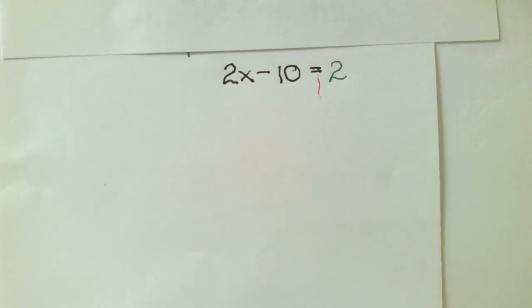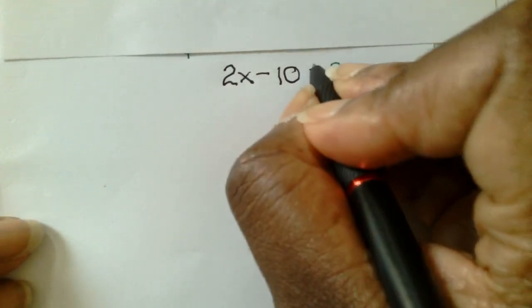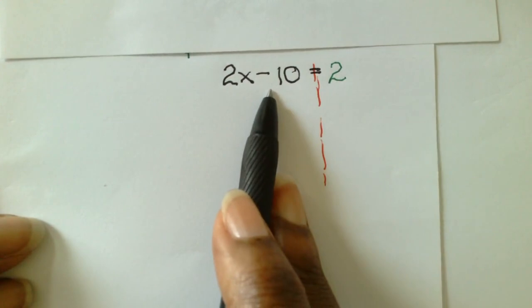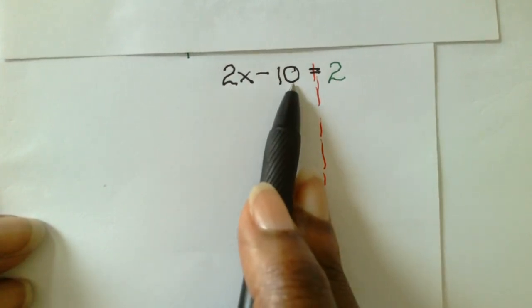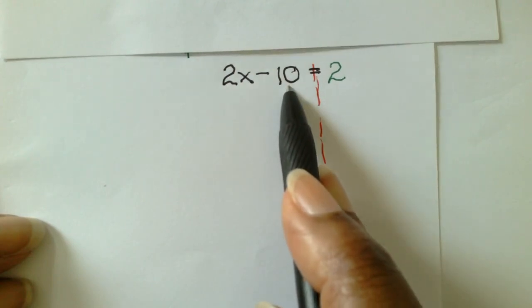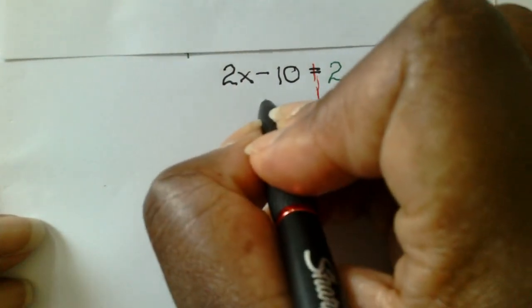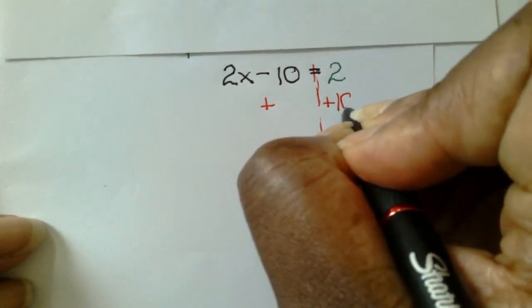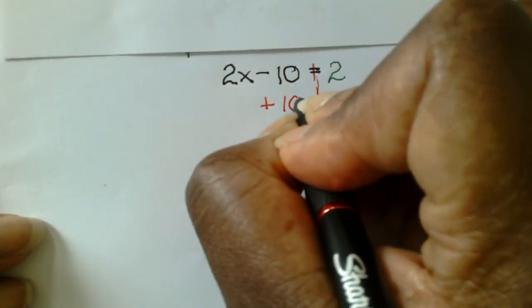So we're really getting down to the heart of it. I want to move this negative 10. This minus sign is what's attached to the 10. So I want to add 10 on both sides.